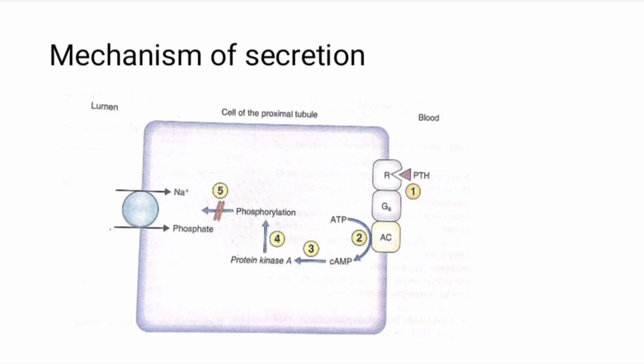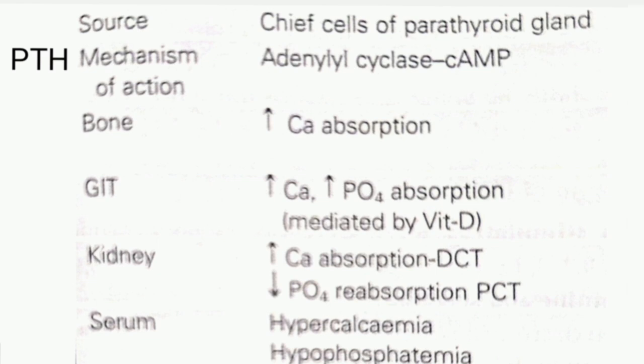Parathyroid hormone binds to parathyroid hormone receptors and activates the adenyl cyclase cyclic AMP pathway, which causes a decrease in phosphate absorption in the PCT. As I mentioned, the source of parathormone is the chief cells, and the mechanism of action was mentioned. The main action of parathyroid hormone is on three important structures, systems or organs in the body.